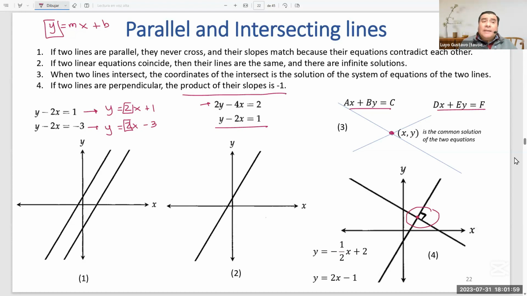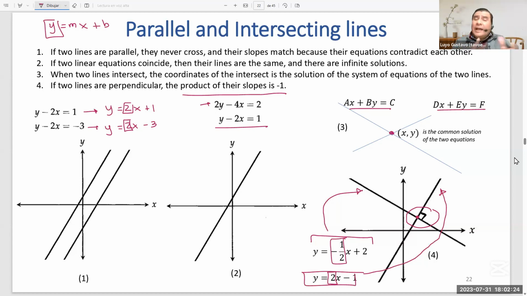Take a look. For example, this descending line here is y equals -1/2 x plus 2. It has a negative slope. And the other has a positive slope. Notice that if you multiply 2 and -1/2, you get exactly -1. So that means that the two lines on the plane must be perpendicular to each other. Okay? So let's see what we can do with this theory now.